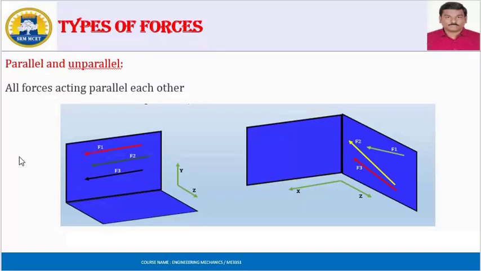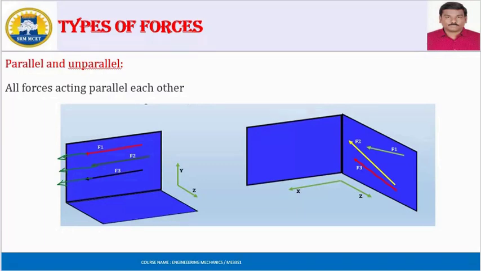Next one is parallel and unparalleled forces. Parallel forces means forces that do not meet at any point. See here, this is the F1 force. I can extend this line of action. This is the F2 force and this is the F3 force. If I extend the lines of action, they do not intersect anywhere. So that is called parallel forces.